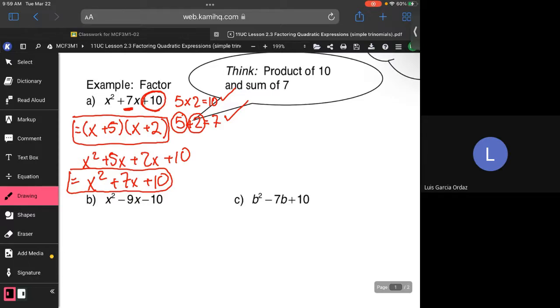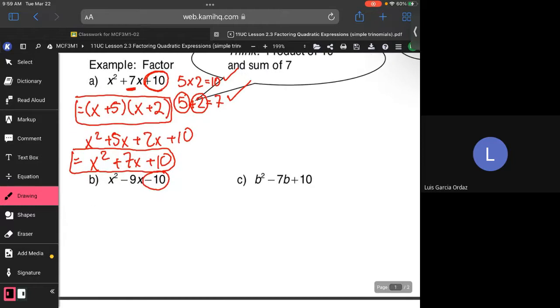B is possible. It is? Yeah. Remember, the last number, is it positive 10 or negative 10? Oh, it's negative. Yeah. So you're going to focus on the numbers that make up negative 10. So what are two numbers that multiply to give us negative 10? Ashton. Which one's negative, which one's positive?